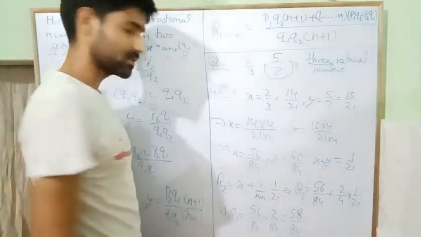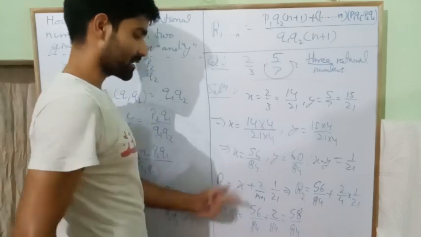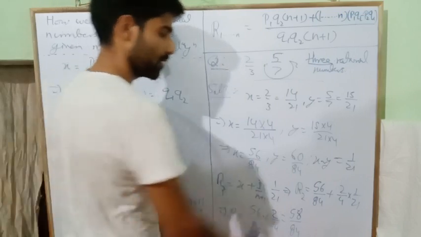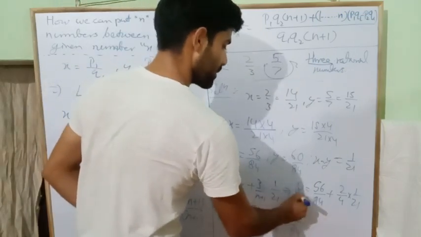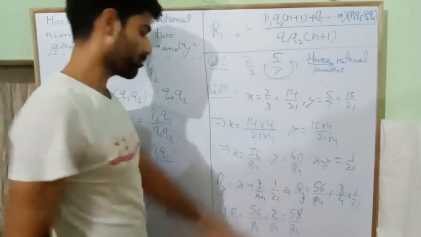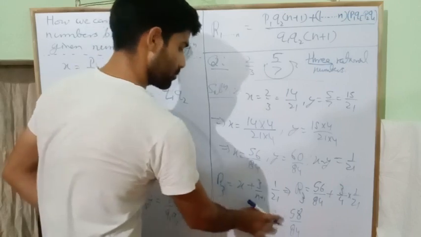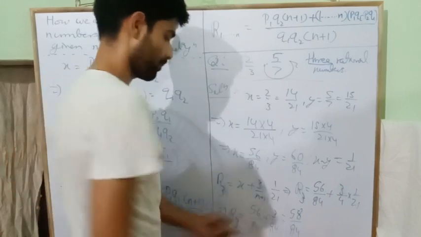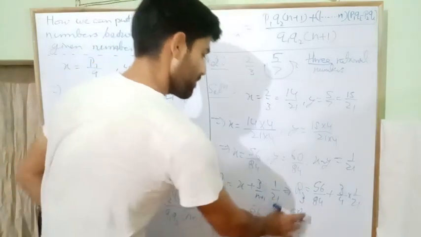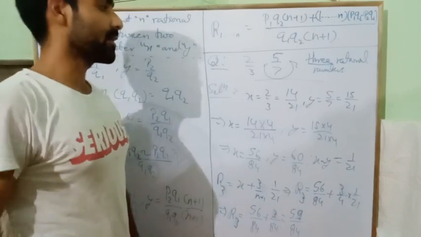Now for the third rational number, R3, we write 3 by n plus 1. R3 is equal to 56 by 84 plus 3 by 4 into 1 by 21, which is 3 by 84, and this can be written as 59 by 84.